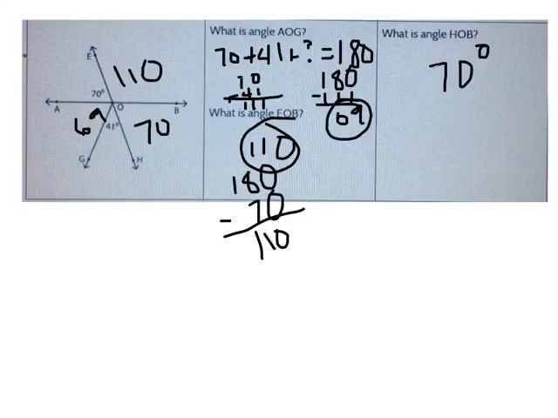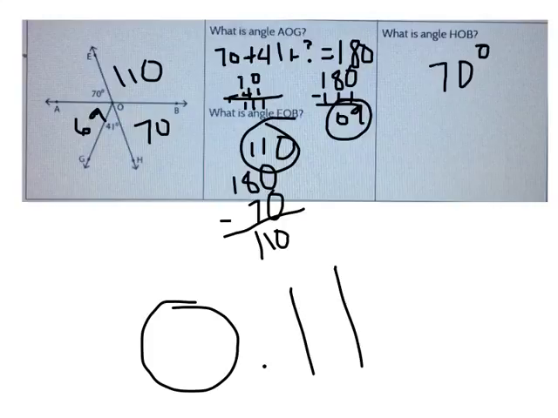You've done a great job on this video. Now go to IXL Practice 011. Remember, angles that are supplementary add up to 180 degrees, angles that are complementary add up to 90 degrees, and vertical angles are congruent or equal to each other.